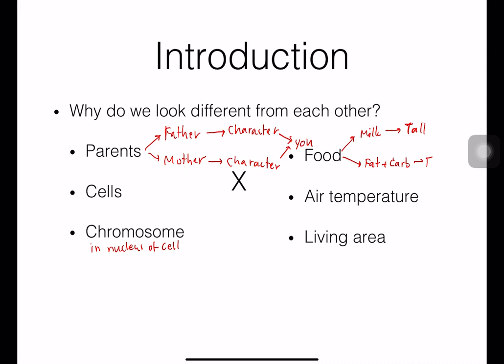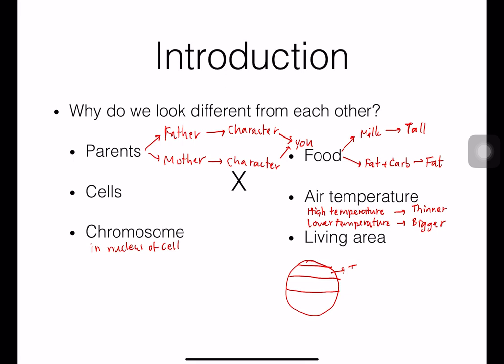Or even the air temperature. For those who live in high temperatures, you may think the body may be thinner, I don't know. Or maybe in lower temperatures, you may think the body becomes bigger. Or the living area: this is the earth, and this one we call the temperate zone, which may have bigger bodies, but those who live in the tropical zone may have thinner bodies. This one is just guessing.